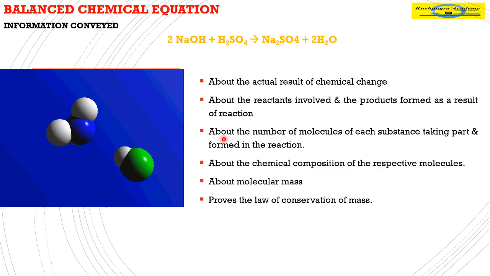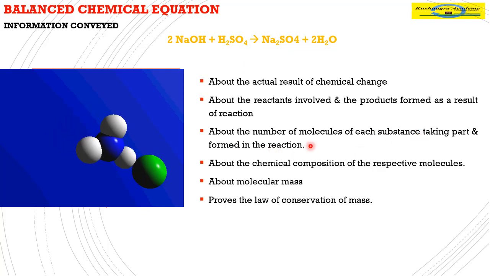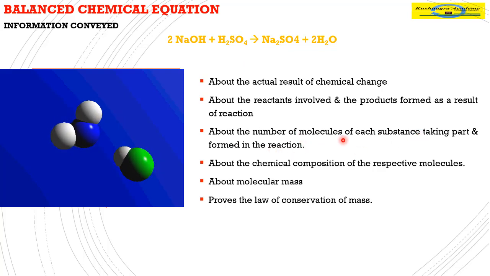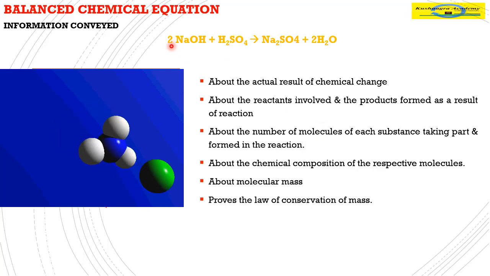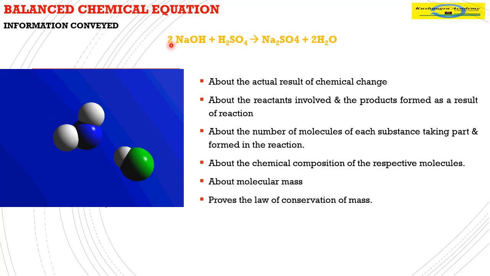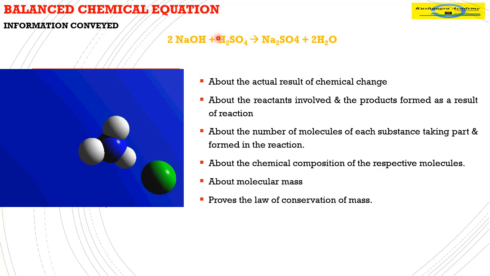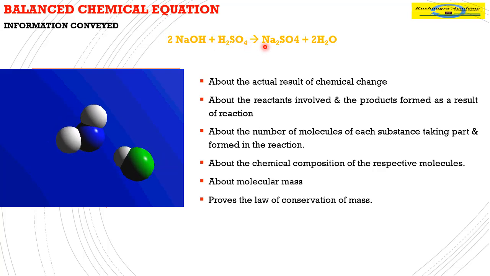Third information we can get is about the number of molecules of each substance taking part and formed in the chemical reaction. Yes, about the number of molecules. Here NaOH, so the number of molecules is 2. This number represents the number of molecules. So when 2 molecules of sodium hydroxide react with 1 molecule of sulfuric acid, 1 molecule of sodium sulfate and 2 molecules of water will form. We can easily find out from this example how many molecules of each substance are taking part in the chemical reaction.